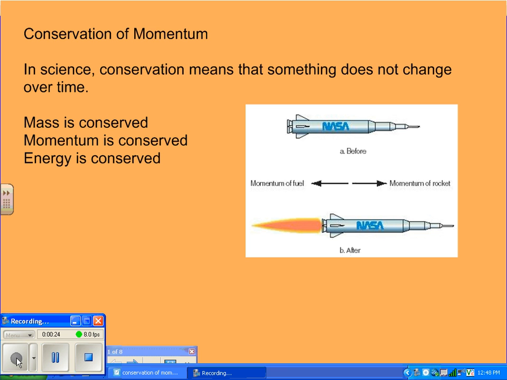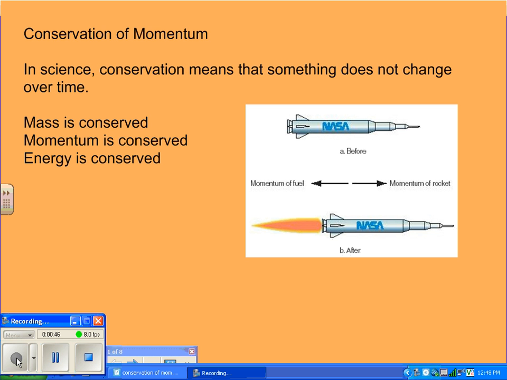But in science, what does it mean for something to be conserved? It means that something is not changing over time. We usually say a conservation law with something like it's never going to be created or destroyed. So in chemistry, when we study balancing equations and stoichiometry, we'd say that mass is never created or destroyed, or atoms are never created or destroyed.